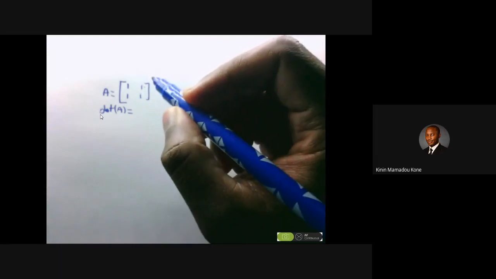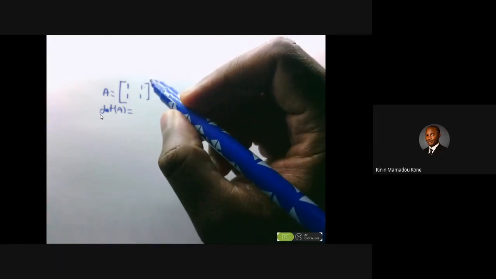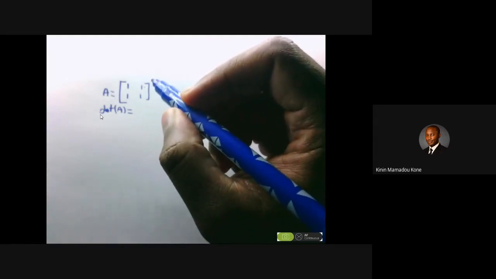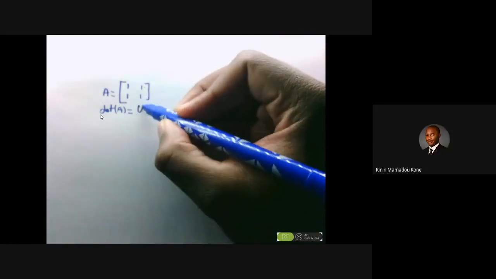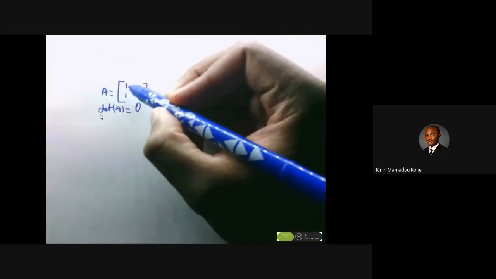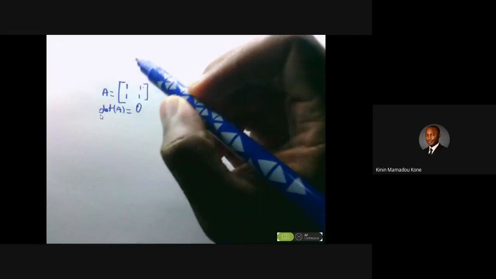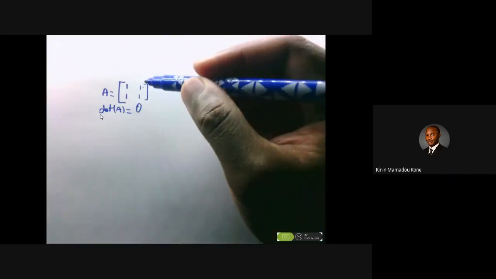Okay, so what's the determinant of the matrix A without calculation? What would you say? Zero, yes, sir. 0, because it has two identical rows and two identical columns. So the determinant of that is 0. Rows are identical, columns are identical. The theorem is saying that if you have a matrix A with two identical rows or two identical columns, then the determinant is going to be equal to 0.